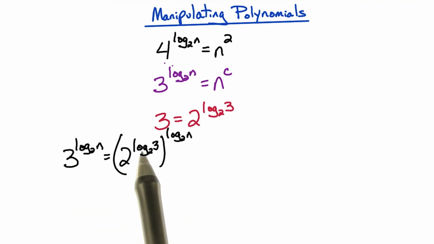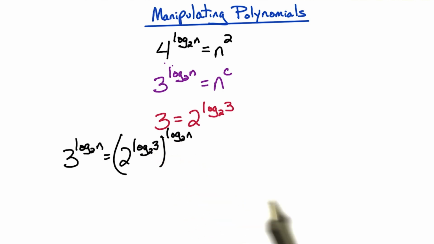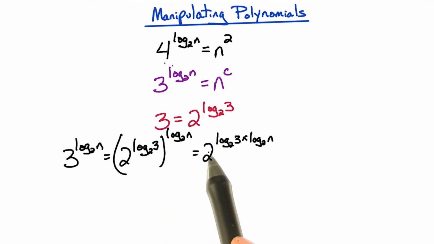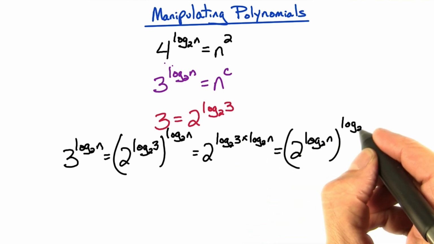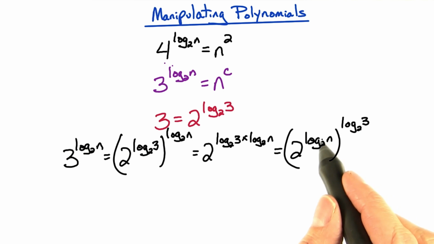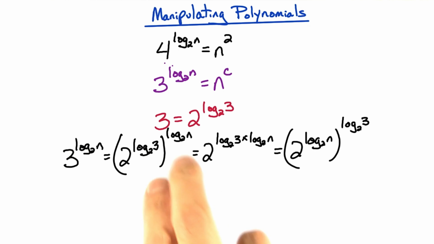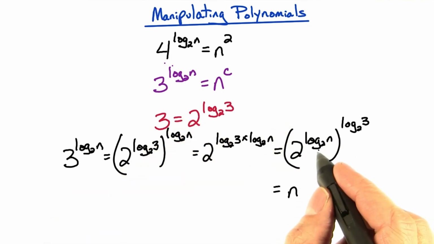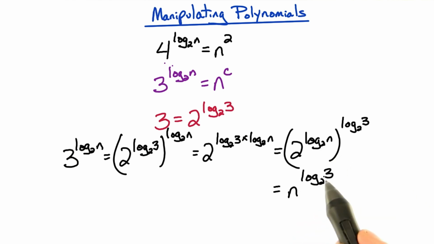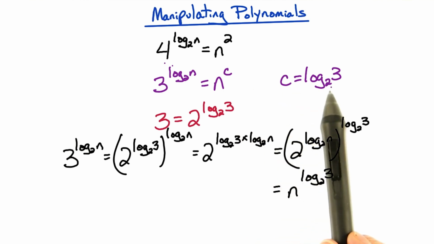So we have 2 raised to the power log base 2 of 3, raised to the power log base 2 of n. Notice these exponents multiply. So this is the same as 2 raised to the power log base 2 of 3 times log base 2 of n. And we can rewrite this as 2 raised to the power log base 2 of n, raised to the power log base 2 of 3. What we've done is just swap these exponents. Now look at this inner quantity. That's just n. So we have n raised to the power log base 2 of 3. So we see that this exponent, c, is log base 2 of 3.